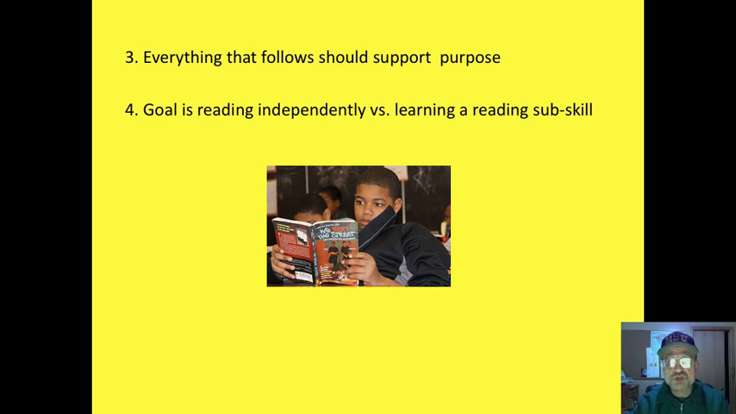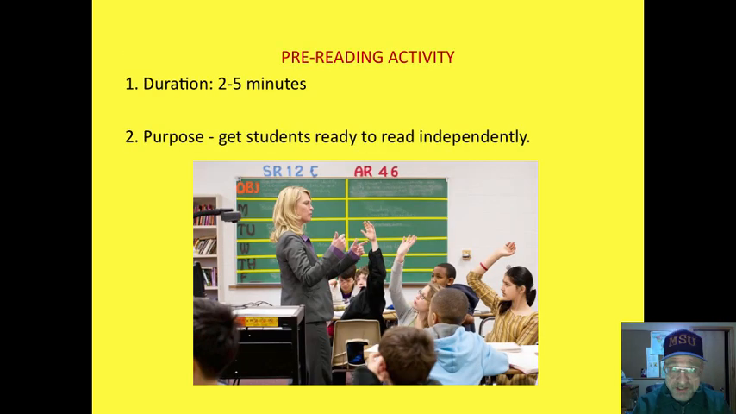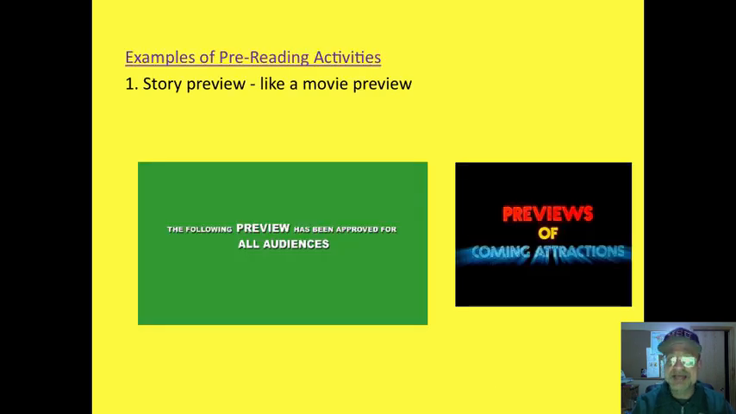The goal is for students to read independently. This is not a lesson plan to teach a reading sub-skill. This is a lesson plan to enable students to read independently. That means there is a pre-reading activity, and this should be 2 to 5 minutes. The purpose is to get them ready to read independently. That means I need to provide a scaffold of some sort, hence the name, scaffolded reading experience. And a scaffold is some sort of support that enables students to read the story.